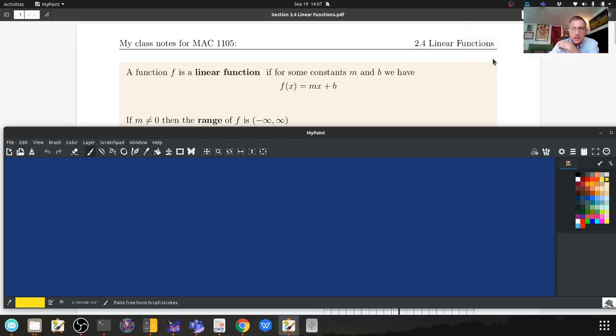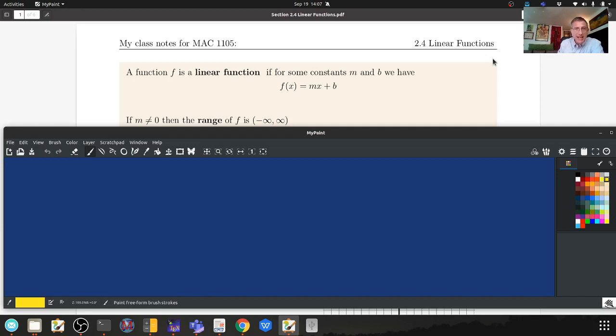So let's do section 2.4, linear functions. I'll just give you some basic information. The good thing for most of you is almost all of this should be review. We're going to do a few extra things, but most of it will be review.